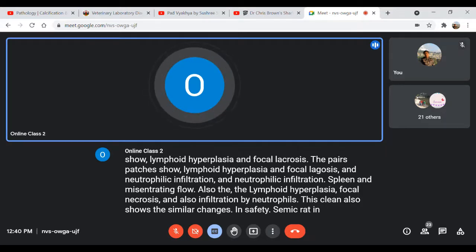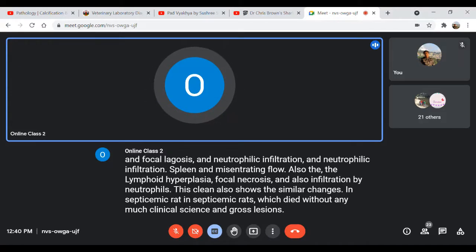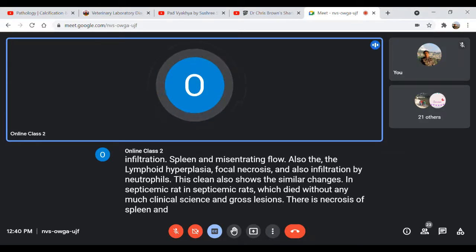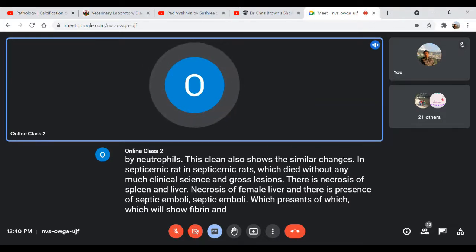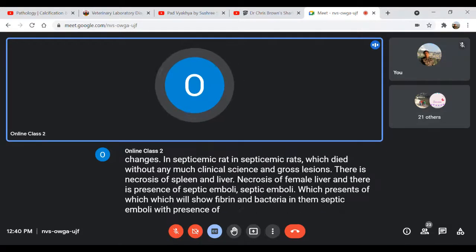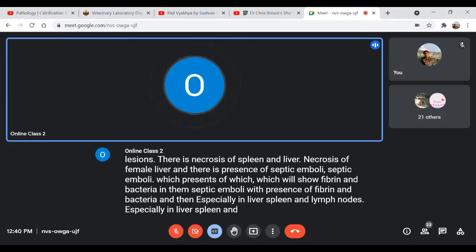In septicemic rats which died without much clinical signs and gross lesions, there is necrosis of spleen and liver, and there is presence of septic emboli with fibrin and bacteria in them, especially in liver, spleen, and lymph nodes.